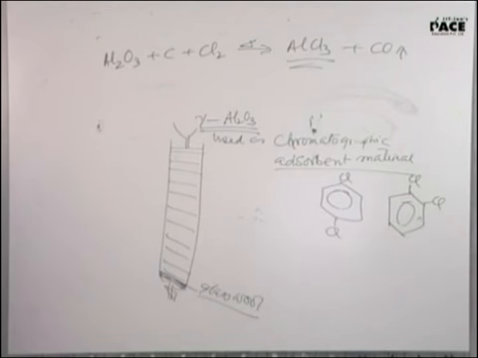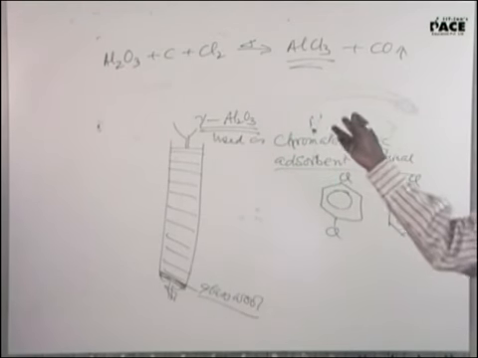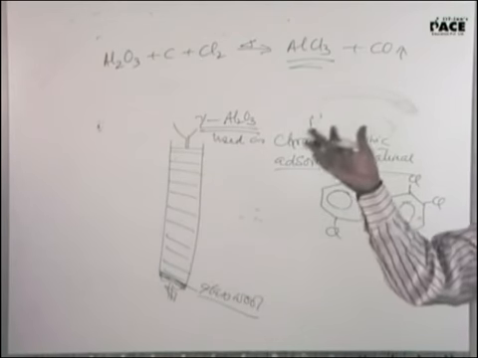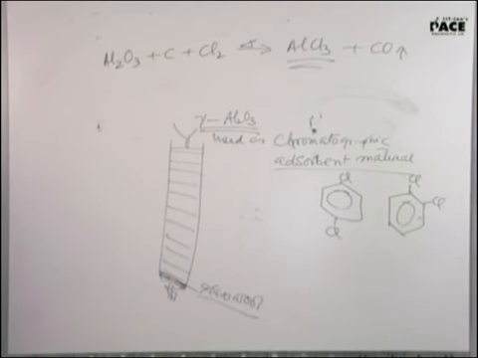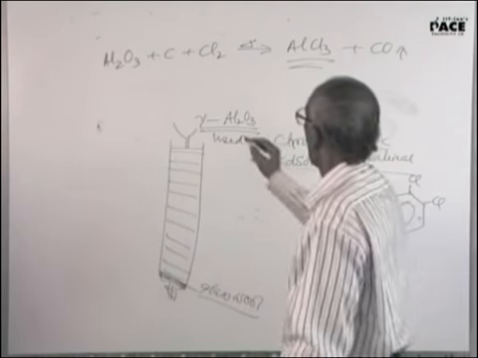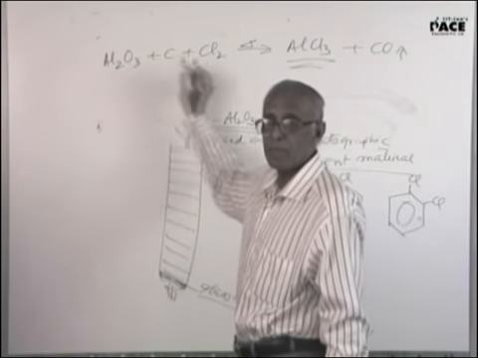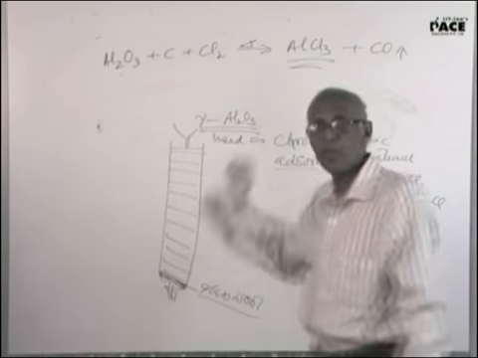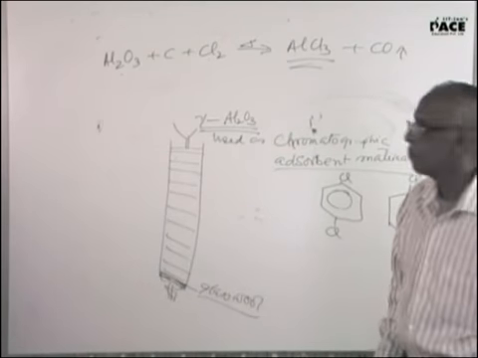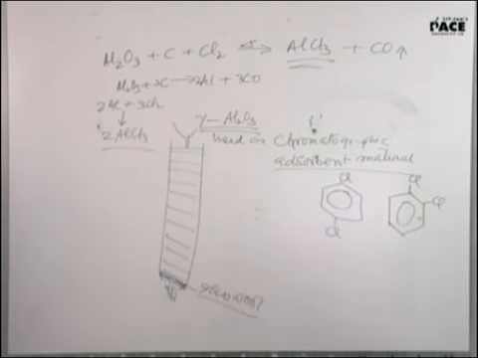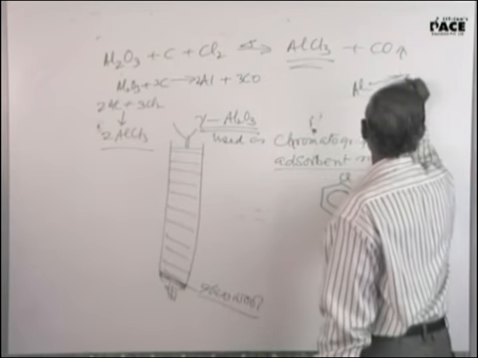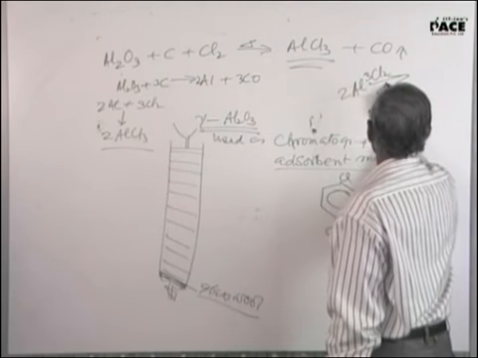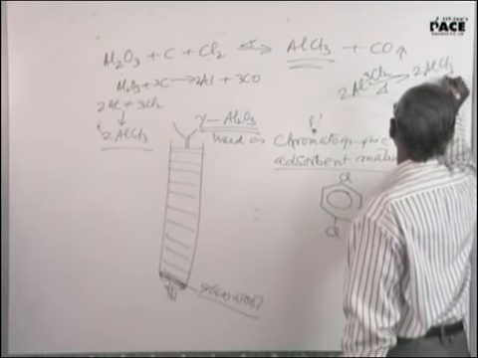I can make aluminum chloride from alumina like in the Serpek process: alumina plus carbon plus chlorine. Instead of nitrogen, I have used chlorine here. Carbon reduces alumina to aluminium metal. Aluminium metal gets oxidized by chlorine to aluminium chloride. Or I can take aluminium and react with chlorine, heat it, and I get aluminium chloride.